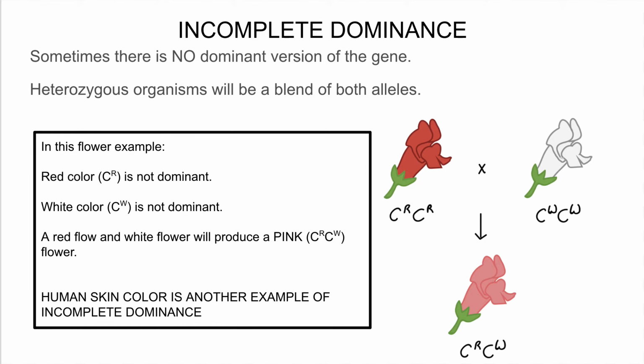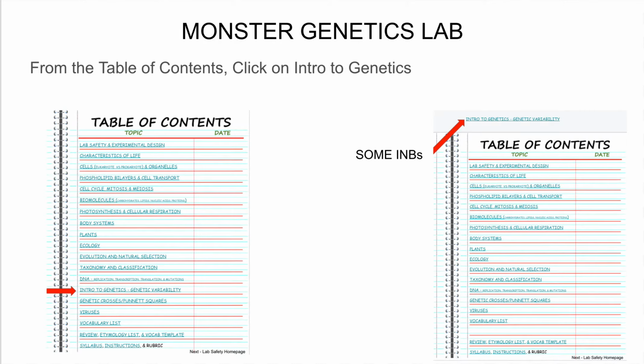All right, so those are the three types of genetics that you're going to need to know. Mendelian genetics, where it's true dominant and recessive. Codominance, when there's more than one dominant version of a gene, and then incomplete dominance, where there's no dominant version of the gene. And you're going to use that information now to do something called the Monster Genetics Lab.